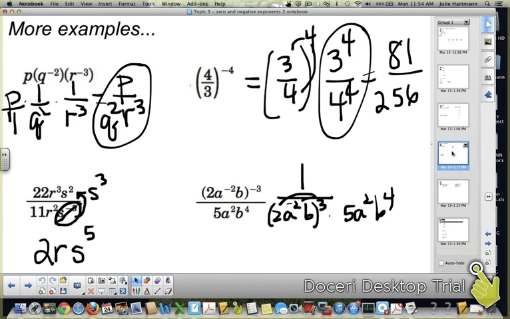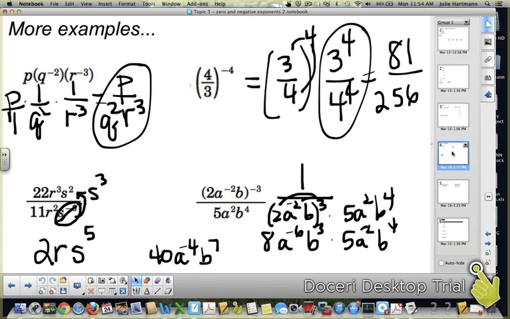So 2 cubed, 2 times 2 times 2 is 8. 8 to the negative 2 cubed, negative 2 times 3 is a to the negative 6, b cubed, times 5a squared b to the 4th. So now I'm combining them. 8 times 5 is 40. a to the negative 6 times a squared, negative 6 plus 2 is negative 4. b to the 3rd times b to the 4th is b to the 7th. So that's what's on the bottom.